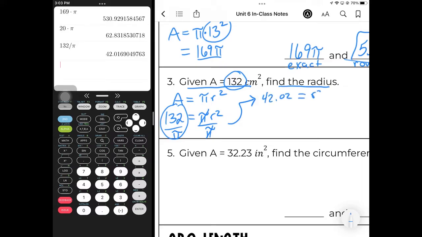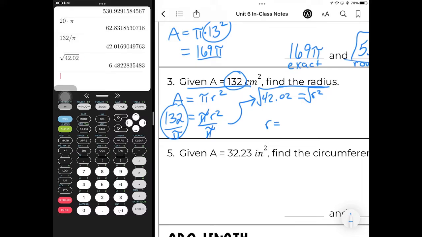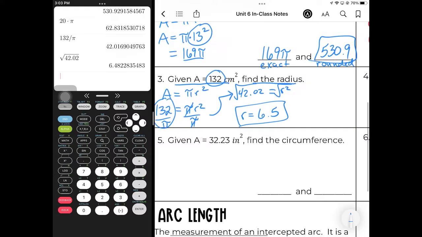That is equal to r squared, but that's not my radius. That's the radius squared. I still have to cancel out the square, so I'm going to take the square root of both of those. So the square root of 42.02 is about 6.5. So my radius would be about 6.5. Okay? Let's try another one.